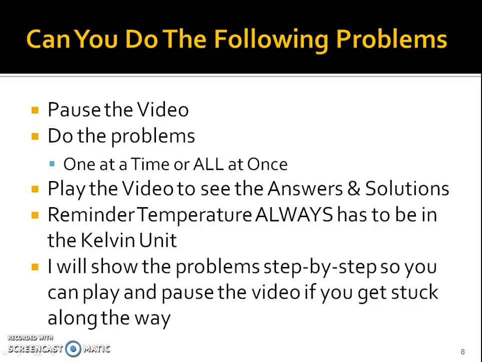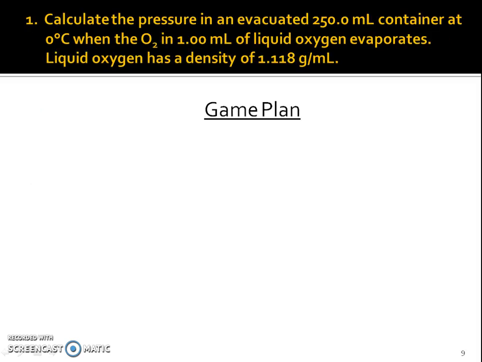Temperature should always be in the Kelvin unit. Think about your R, 0.0821, and the units that it has to be in. So remember that density would be grams per liter. And again, I'm going to show you the problems basically step by step, and sometimes I give you that game plan, so you can play and pause the video as you go if you get stuck along the way. Number one, and already I'm giving you a game plan.